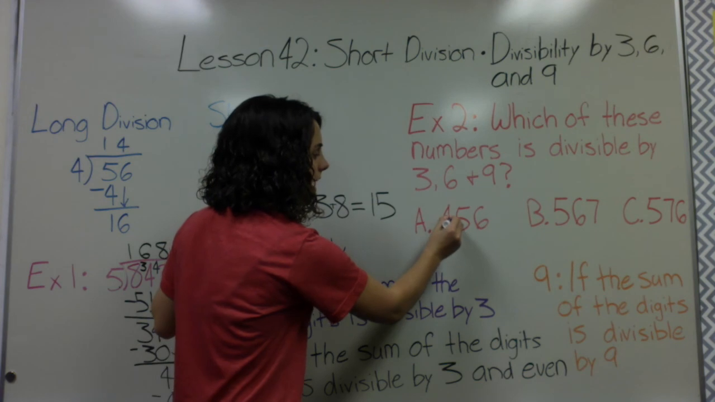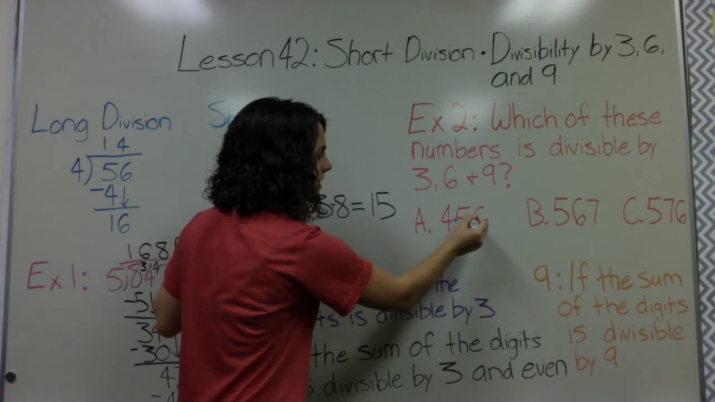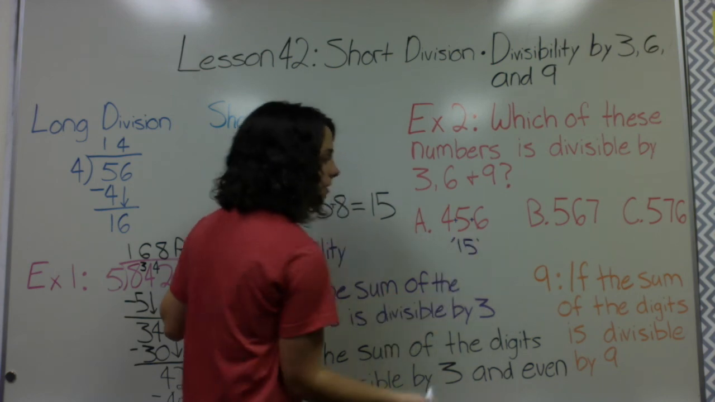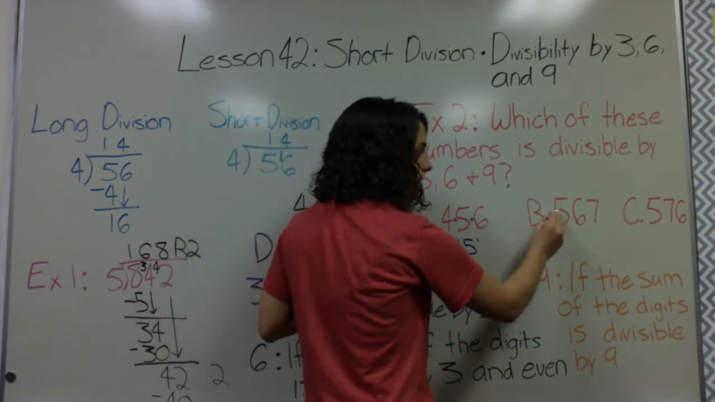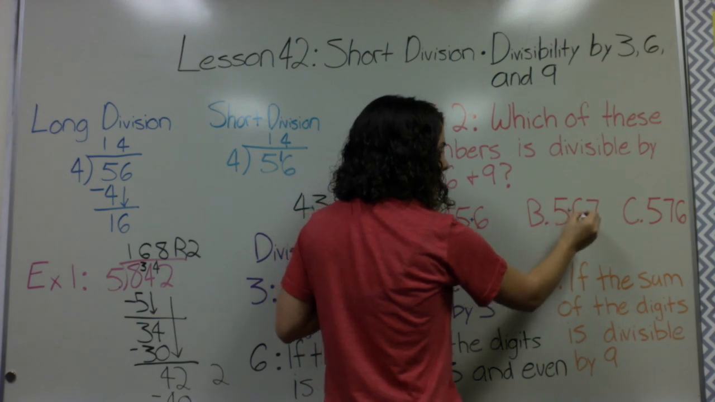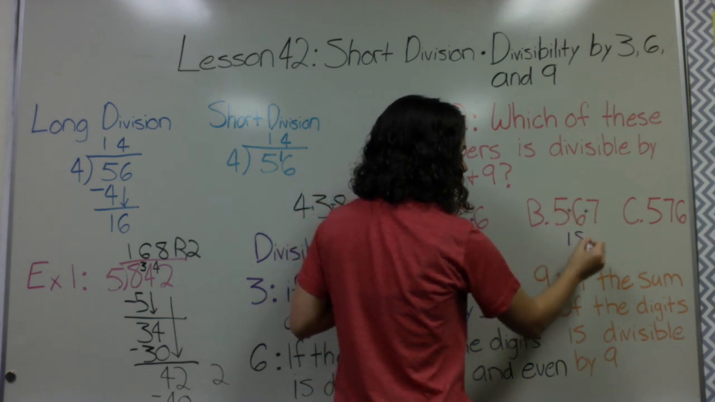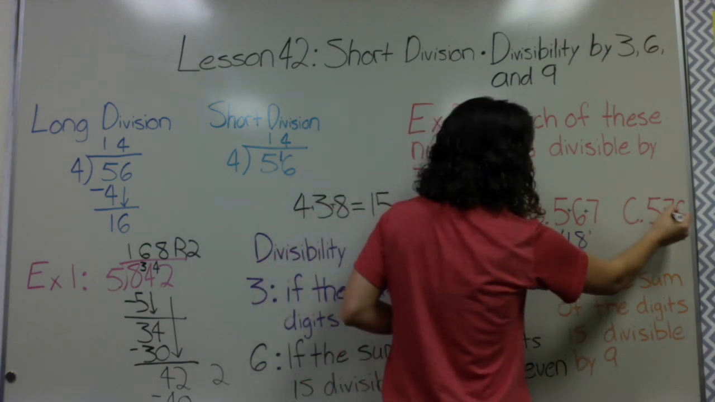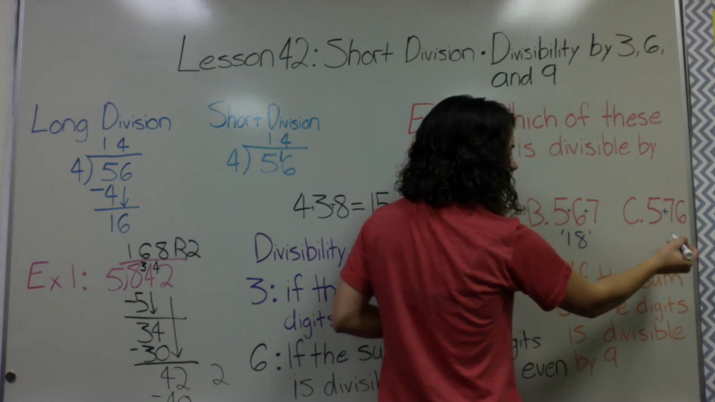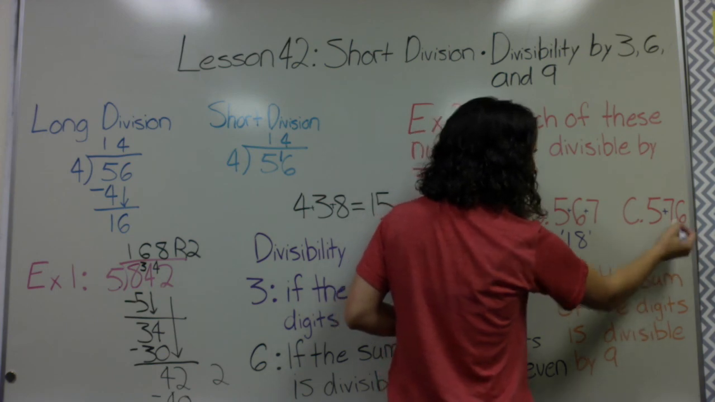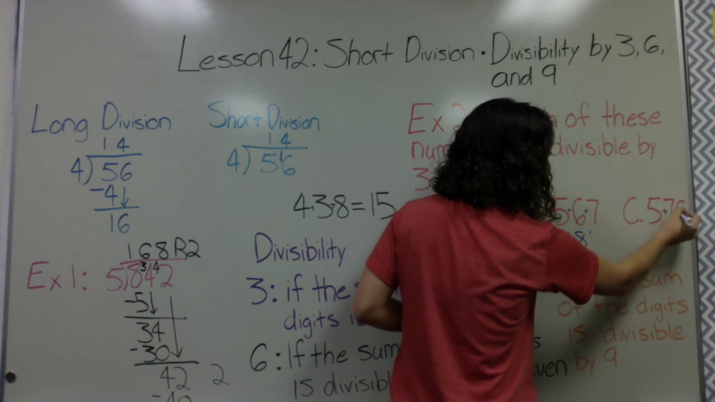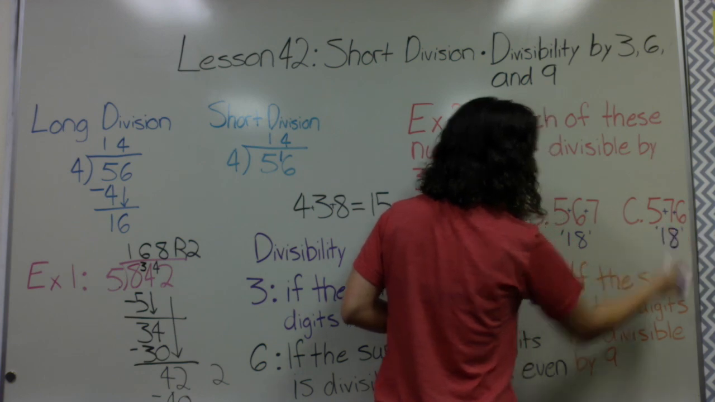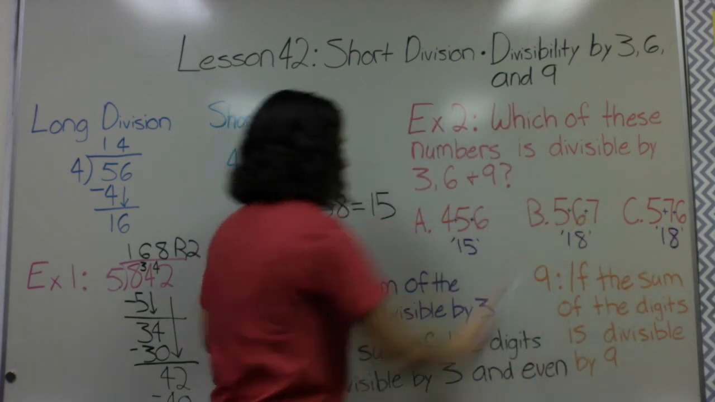456. So if I had 4 plus 5, that's 9, and 9 plus 6 is 15. So that's the sum of my digits. I'm just going to write it down at the bottom here. Let's check the sum of my other digits. 3 plus 6 is 11. 11 plus 7 is 18. And C, 5 plus 7, let's see, 5 plus 7 is 12, and 12 plus 6 is 18. Had to double check that. Okay, so these are the sums of all my digits.